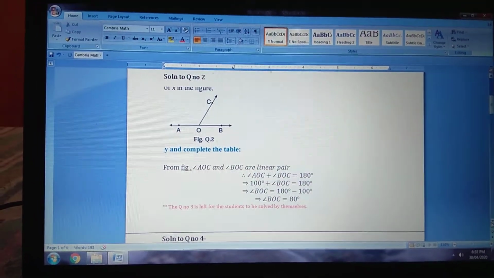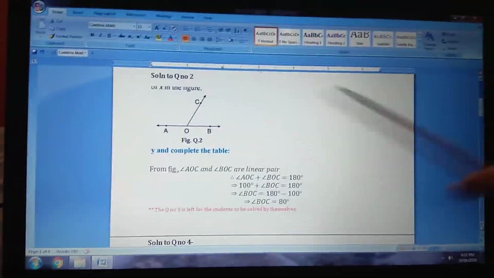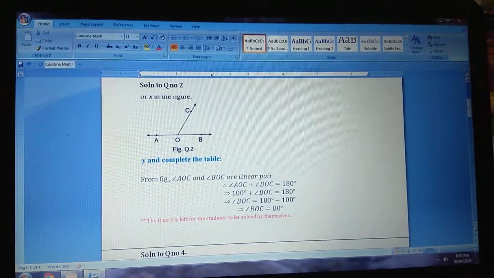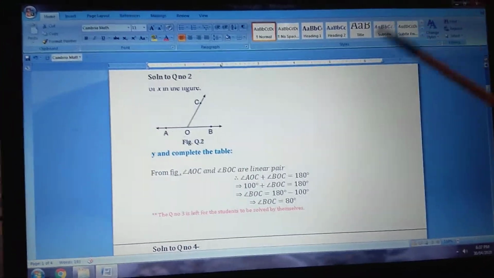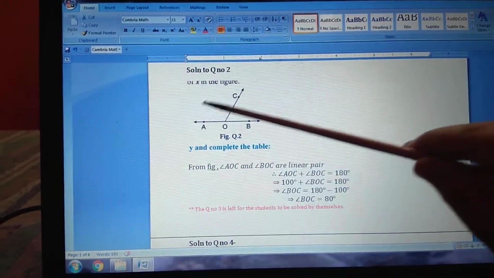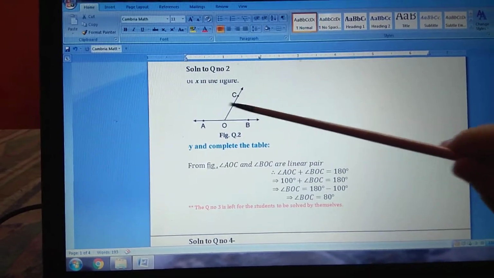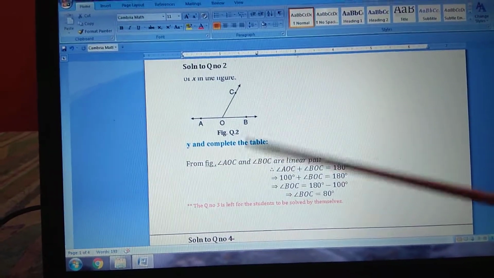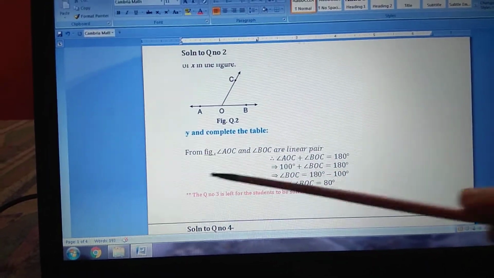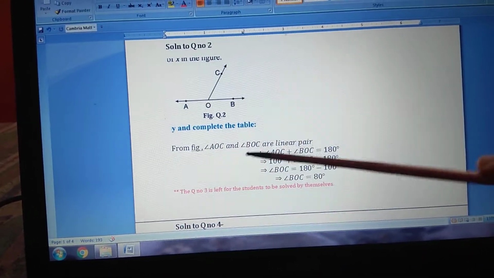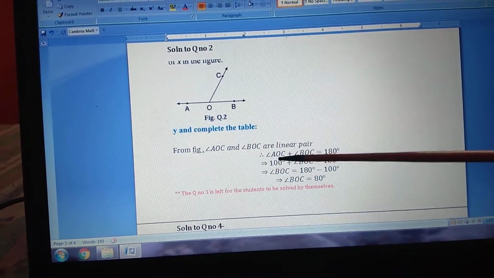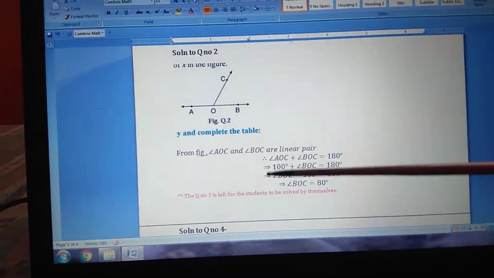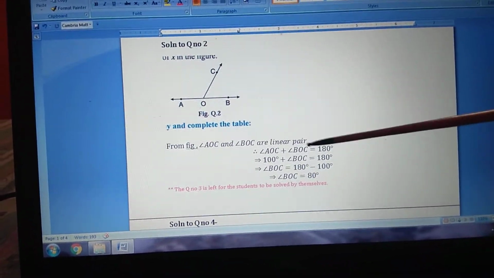In question number 2, it says refer to the figure. Angle AOC is 100 degrees, and you have to find BOC. Now look at the figure carefully. What type of figure is it? These two are a linear pair, because they are forming a straight line. So we will apply the condition of linear pair. AOC and BOC are a linear pair, so AOC plus BOC equals 180 degrees. AOC's value is given as 100, so we get the value of BOC.